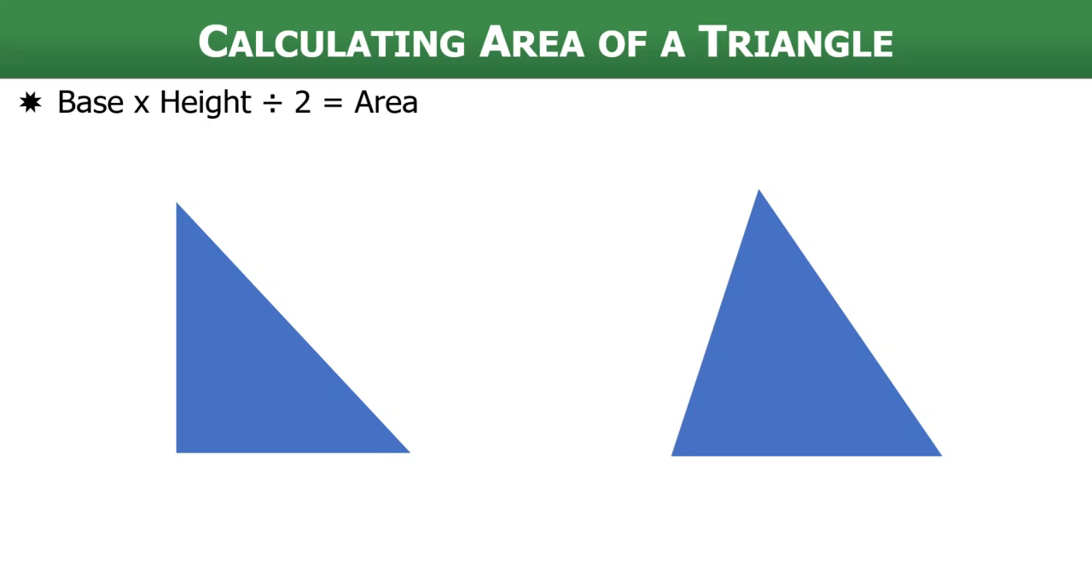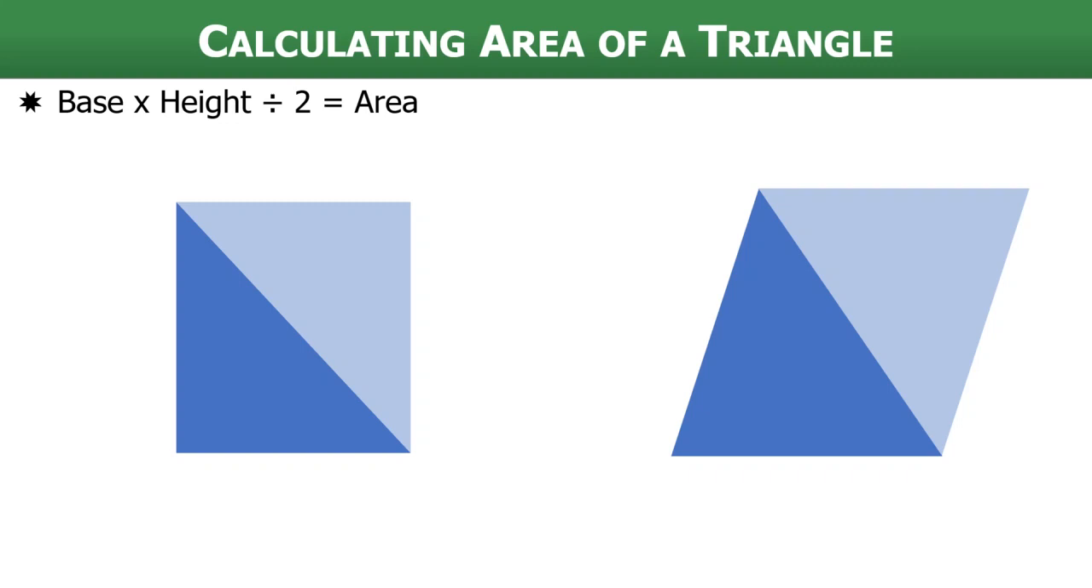Now, the area of a triangle can be calculated by taking the base, multiplying it by the height, and dividing by 2. That will give us the area. The interesting thing about a triangle is if you take the triangle and duplicate it and spin it 180 degrees, you will get either a rectangle, as we see on the left-hand example with this right-angle triangle. If you duplicate a right-angle triangle, spin it 180 degrees, you get a rectangle.